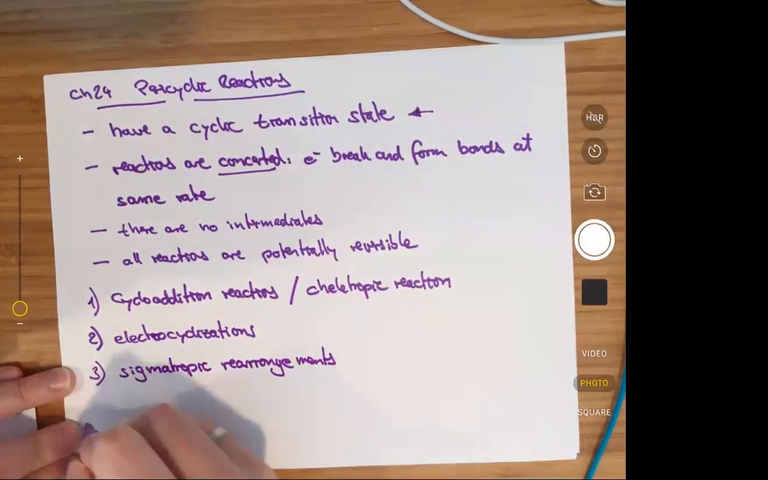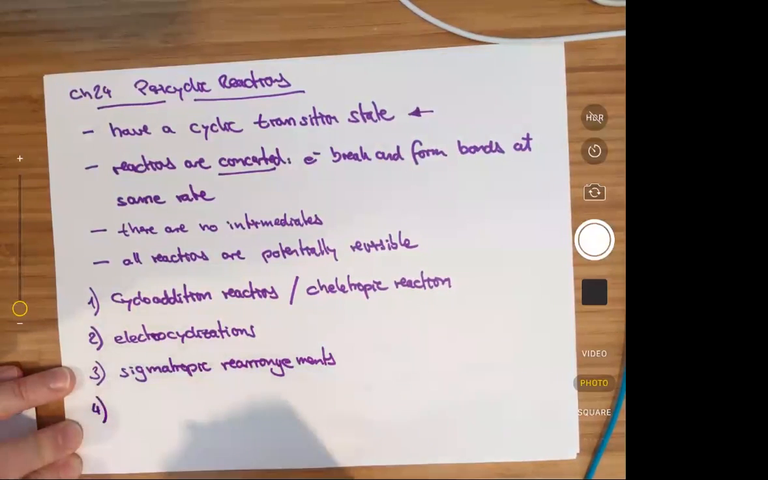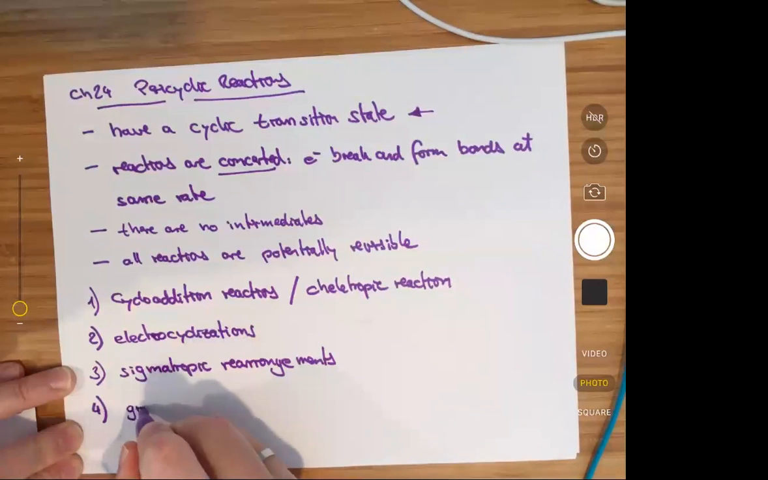And the last class, that's kind of a smaller class, and we have seen these already, we just haven't identified them so far as pericyclic reactions. These are the group transfer reactions.